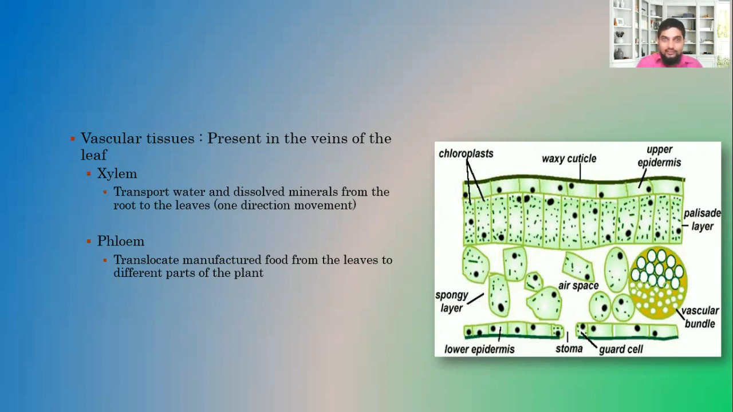Whenever you have drought, for example, the opposite may happen. The stored food, let's say it is in the roots, is translocated from the roots towards the leaves and other parts where it is needed.